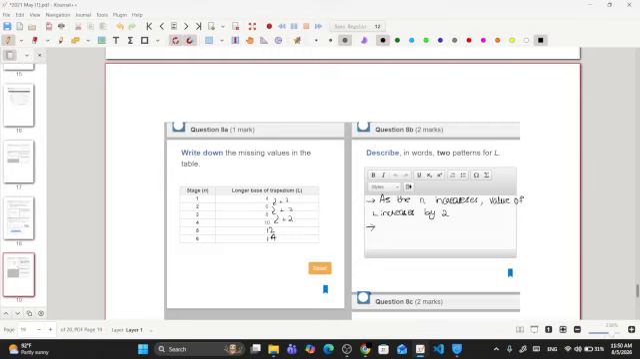Another pattern that we can see is all of the numbers are even numbers. All of the numbers are multiples of 2. So we can say each number is even and is a multiple of 2.